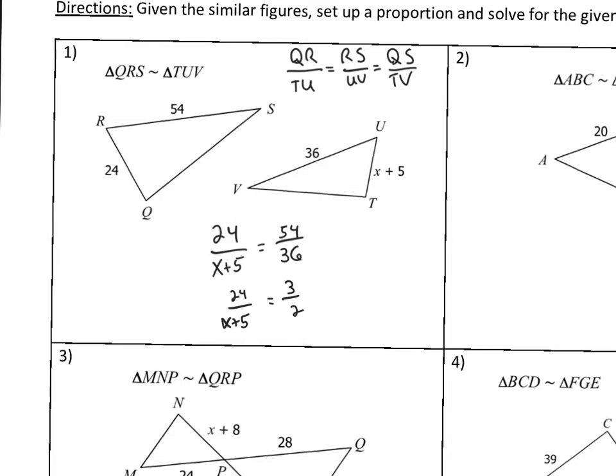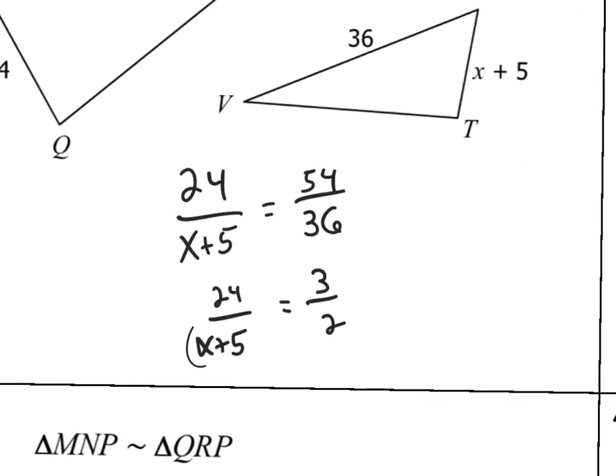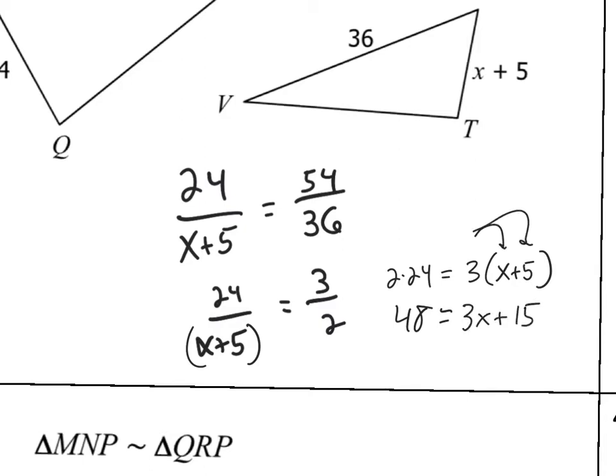24 over x plus 5. And then when you have an expression in a fraction, make sure you put parentheses around it. Okay, we can find the cross product here. So 2 times 24 equals 3 times (x plus 5). And 2 times 24 is 48. And then distribute the 3 to each of these. 3x plus 15. 48 minus 15 is 33. And then divide both sides by 3. You get x equals 11.